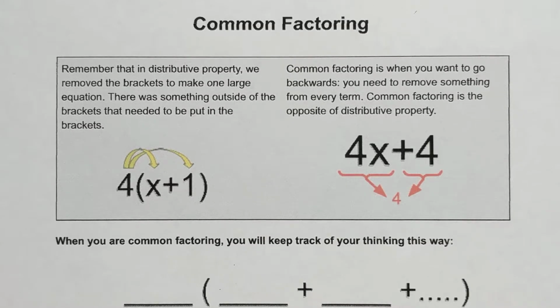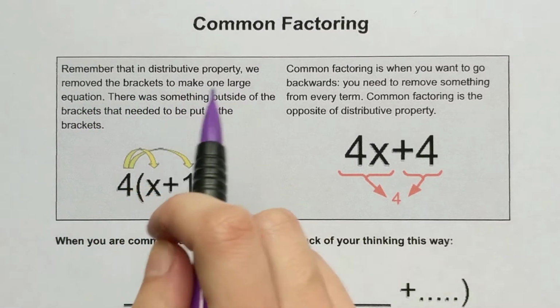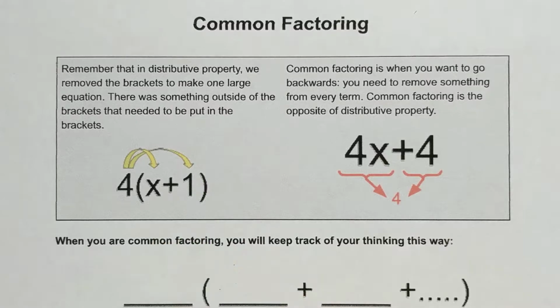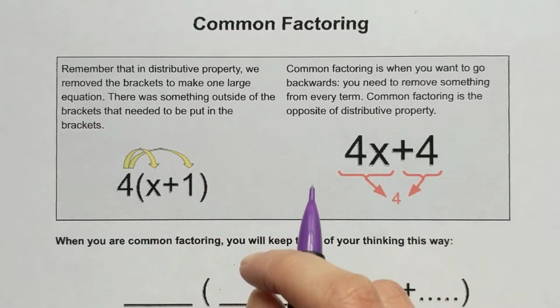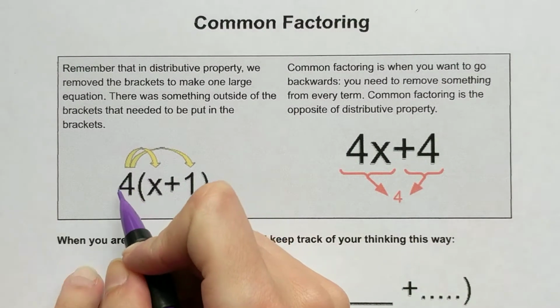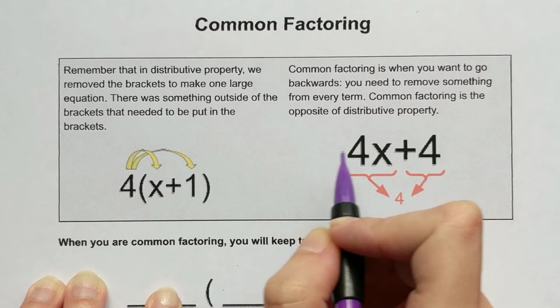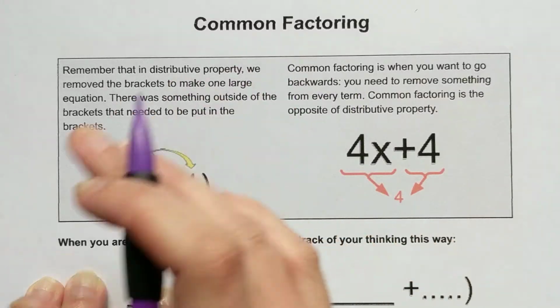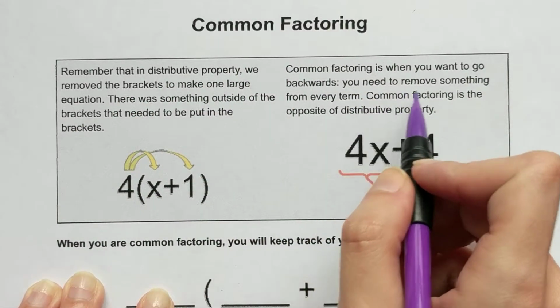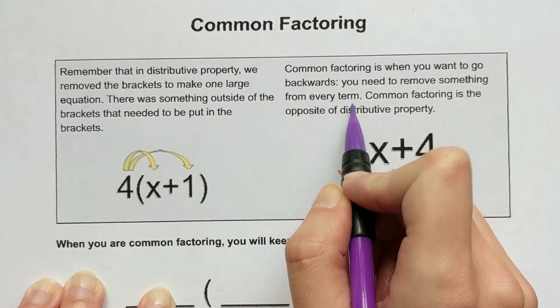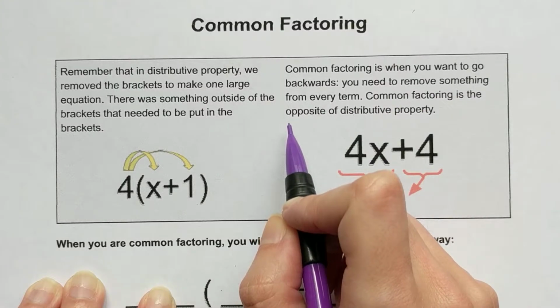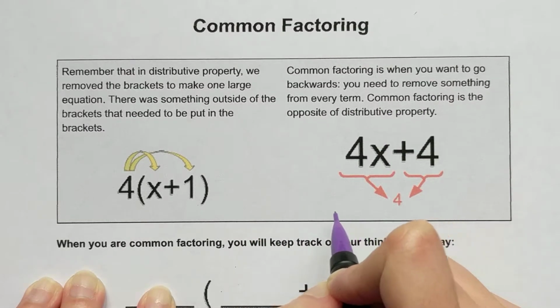Okay everyone, in this video we are going to be talking about common factoring. Remember that in distributive property, we removed the brackets to make one large equation. There was something outside of the brackets that needed to be put into the brackets. Well, common factoring is when you want to go backwards from that. You need to remove something from every term. Common factoring is the opposite of distributive property.